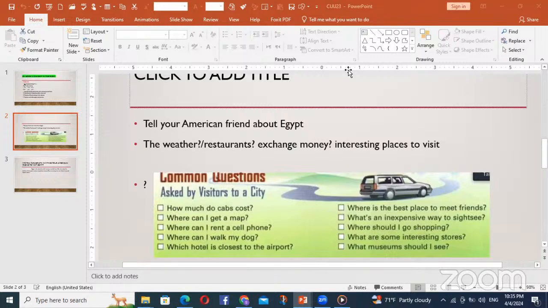Who's next? Let's go, Doaa. Hello, my friend. I invite you to come to Egypt as a vacation. You will be interested because the weather is amazing these days. It's sunny in the morning and cool in the evening. And I will show you some restaurants like fish restaurant and sushi. I will go with you to interesting places like the pyramids and Cairo Tower. Very good. Thank you.